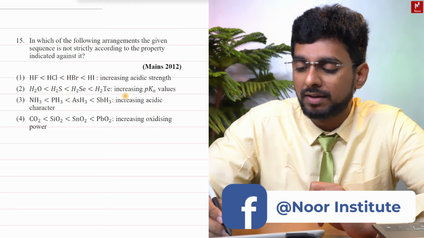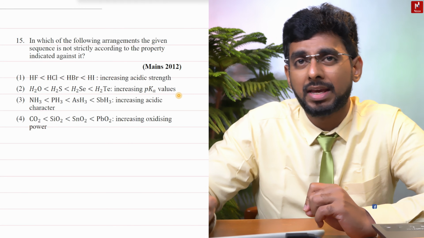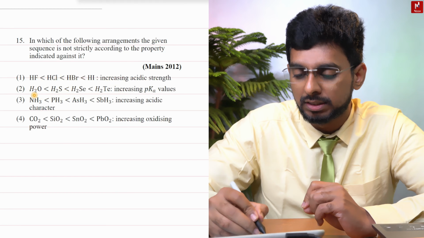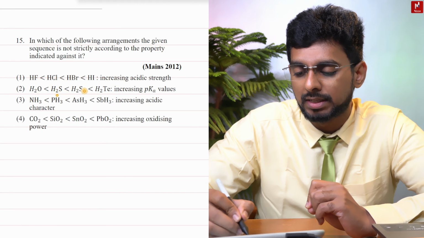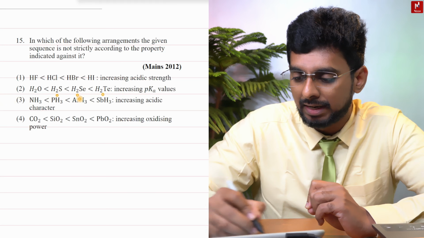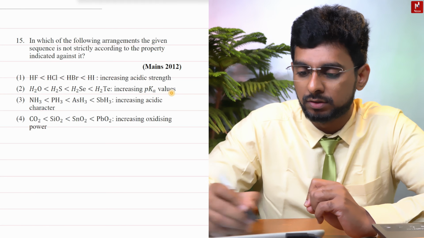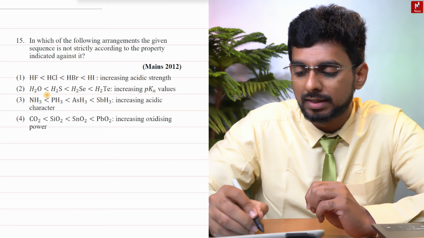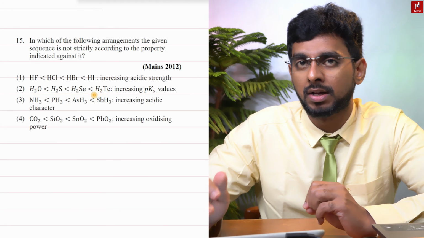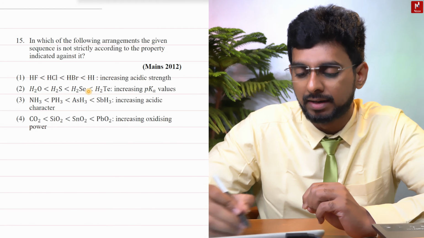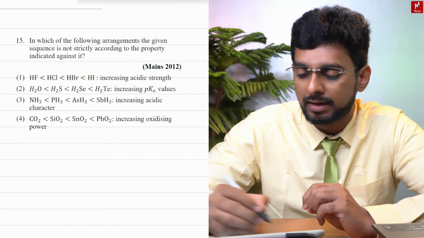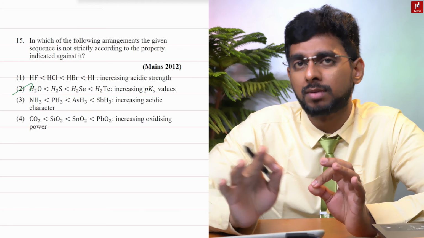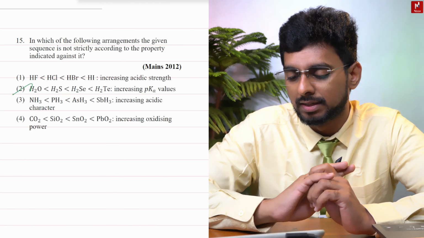Then what should have been given over here? It should have been decreasing pKa values. But this is the one that is incorrectly matched. Therefore, H2O, which is less than H2S, H2Se, H2Te. That's right. If they had given decreasing pKa values, it should have been the other way around, right? So here it's an increasing order. It should have been a decreasing order, right? Therefore, option 2 is the answer over here. Got it? It should have been clear. It should be decreasing order, but they've given you the increasing order. That's not the answer over here.